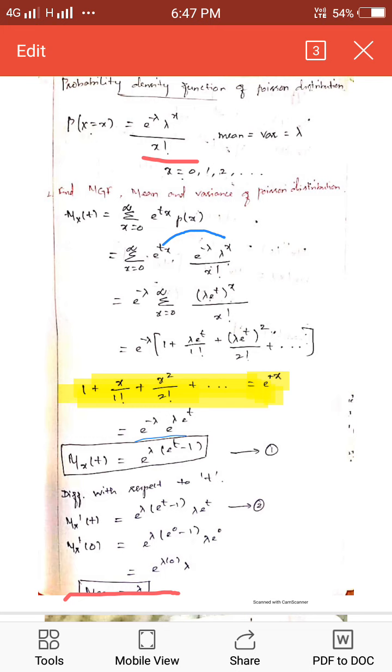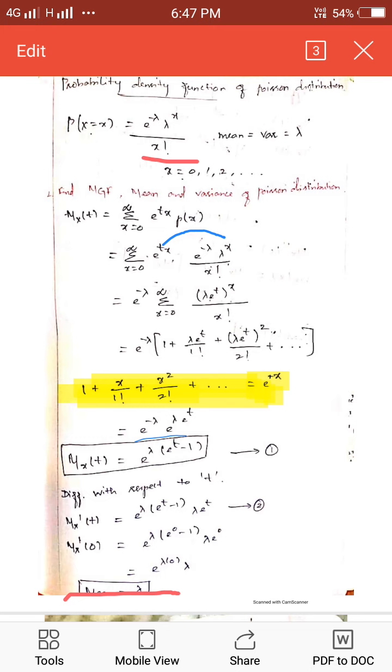Again, we can simplify, as both the bases are same, e, and the power lambda is common. So, we can take lambda outside: e power lambda into e power t minus 1. We can take it as first equation, since this is the moment generating function of Poisson distribution. Next, we have to find the mean.